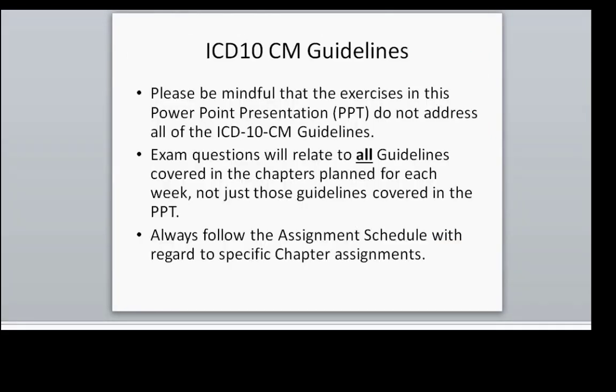Once again, be mindful that exercises in this PowerPoint do not address all of the guidelines. Exam questions can relate to all the guidelines. Follow the assignment schedule with regard to specific assignments. Post any questions you have in discussion board along with the path that you attempted to find this code, and I'll be glad to help you.